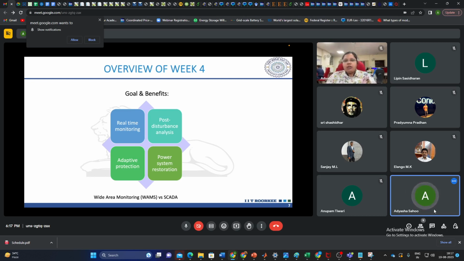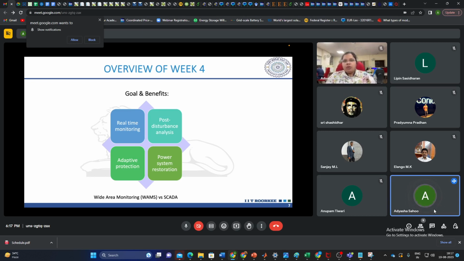Then secondly, post-disturbance analysis. Basically, we have recorder systems, digital fault recorders. They will record each and every event that is taking place in the system, and they usually have high sampling rates. So we'll have huge data with us. And similarly, we can carry out studies to understand why an event has taken place, so that we may avoid it in the future.